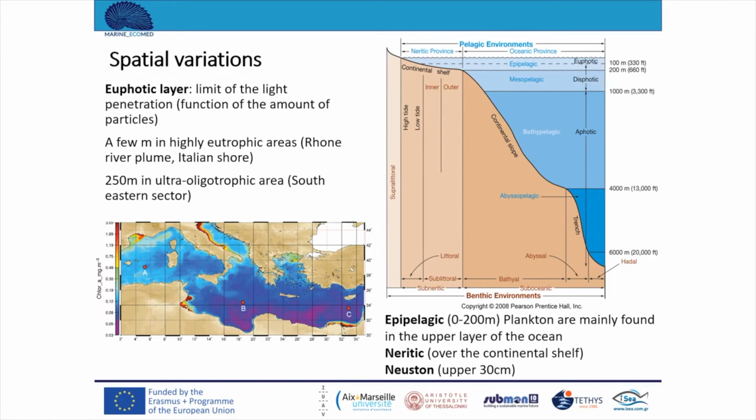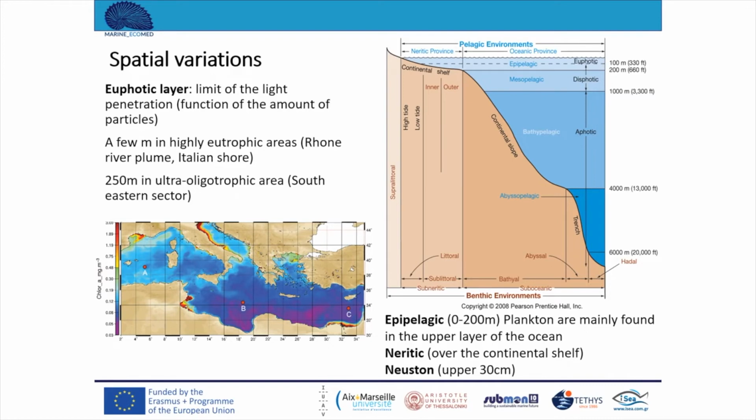The pelagic environment can be split in different layers according to depth: epipelagic from 0 to 200 meters, mesopelagic down to 1000 meters, bathypelagic to 4000 meters, abyssopelagic to 6,000 meters and below the algal layer. The epipelagic layer is where most of the plankton will be found. The neritic zone is actually located over the continental shelf and inhabits typical zooplankton.